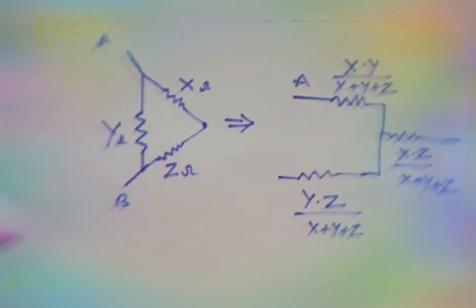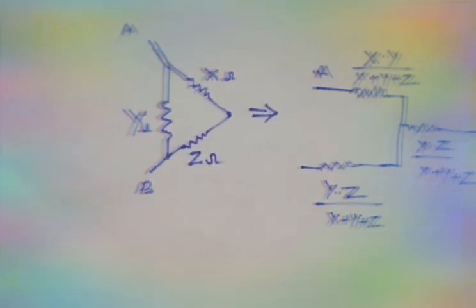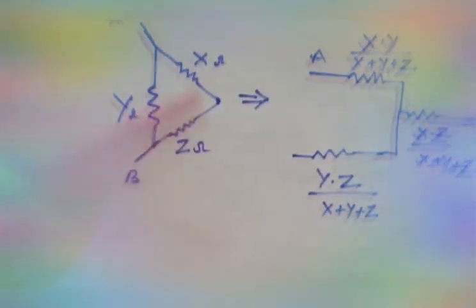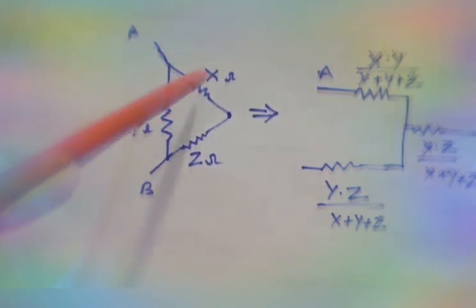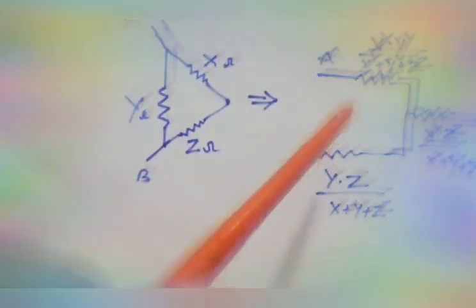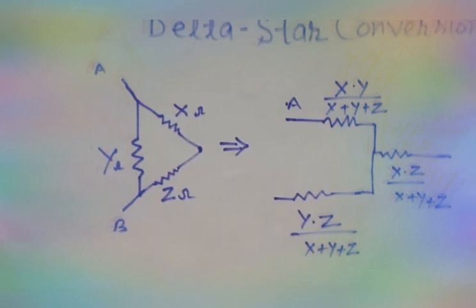In this technique, there are three resistances on the three arms: X, Y and Z. Very simply, we have to draw again three resistances. Instead of this branch, we have a new branch. Its resistance will be the product of these two branches, X into Y, divided by the sum of all three resistances, that is X into Y upon X plus Y plus Z.